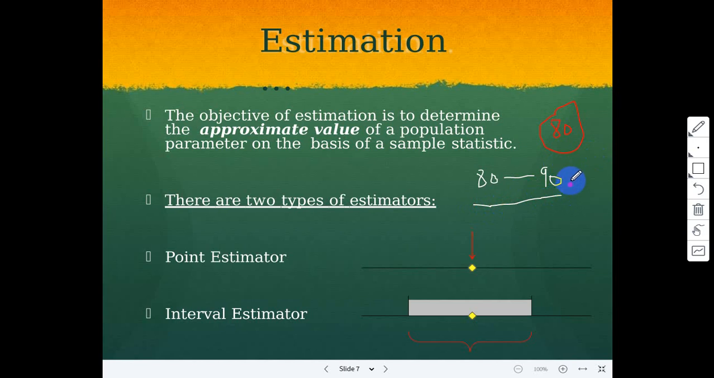So this is called the interval estimator, and this is the point estimator.